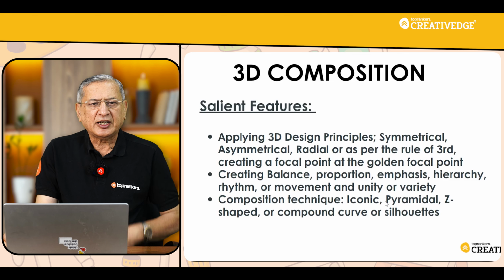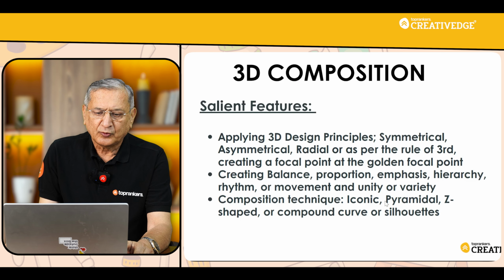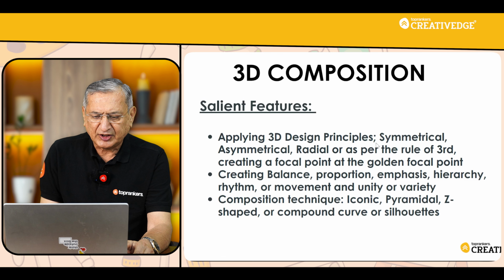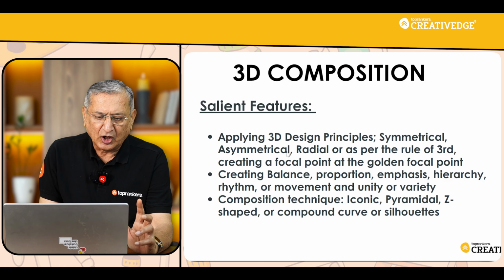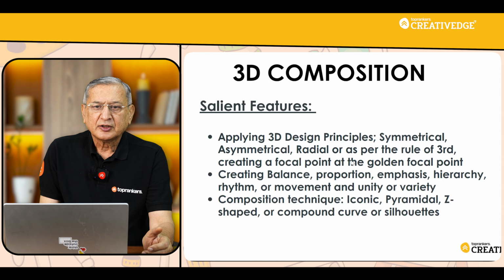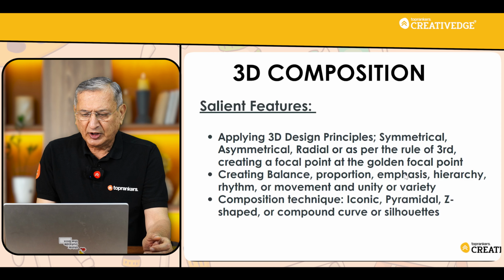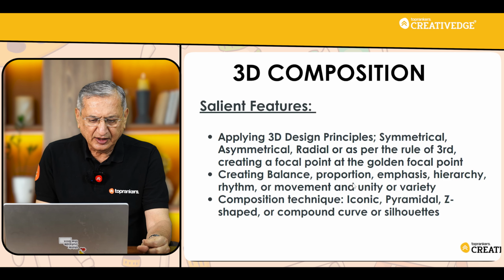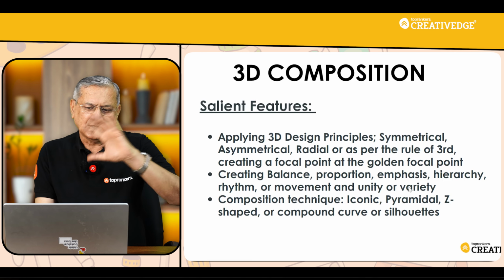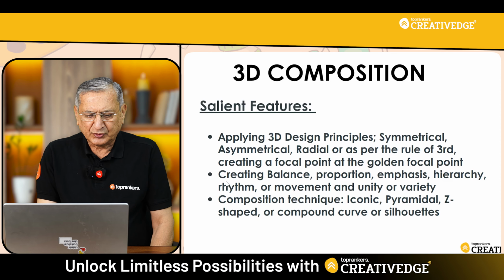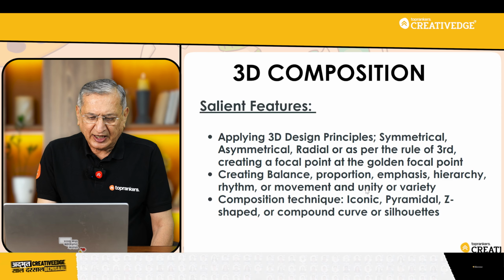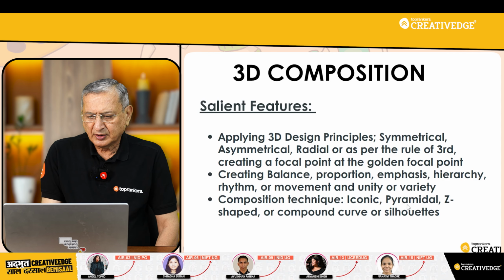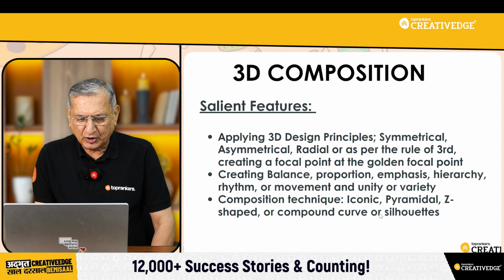3D composition, another kind of question that you should prepare for NATA. The salient feature you have to remember for a 3D composition is applying 3D design principles, that is symmetrical or asymmetrical, radial, or as per the rule of thirds, creating a focal point at the golden focal point, creating balance, proportion, emphasis, hierarchy, rhythm or movement, and unity. Now, these are the different variety of principles that you could be using, either one, two, or maybe more than two. Then composition technique: iconic, pyramidal, Z-shaped, or compound curve or silhouettes.